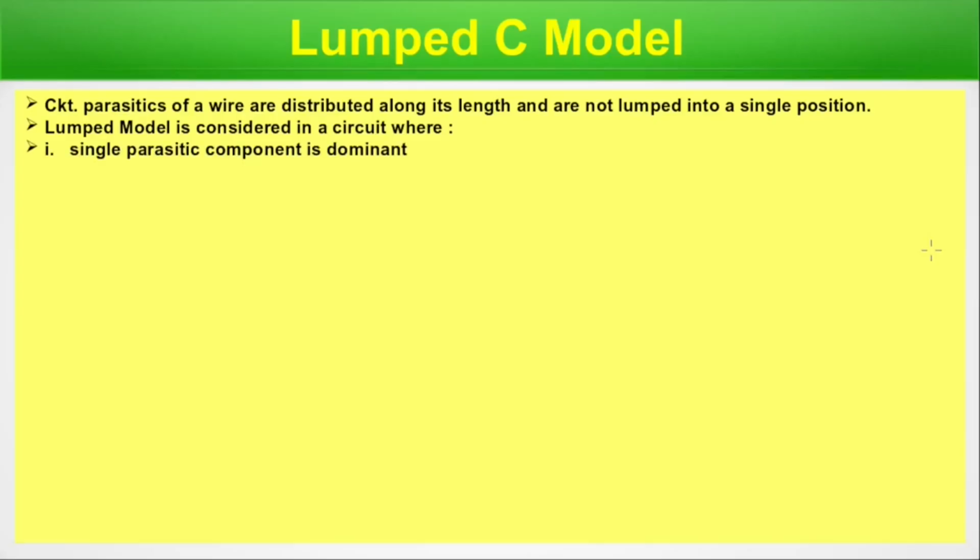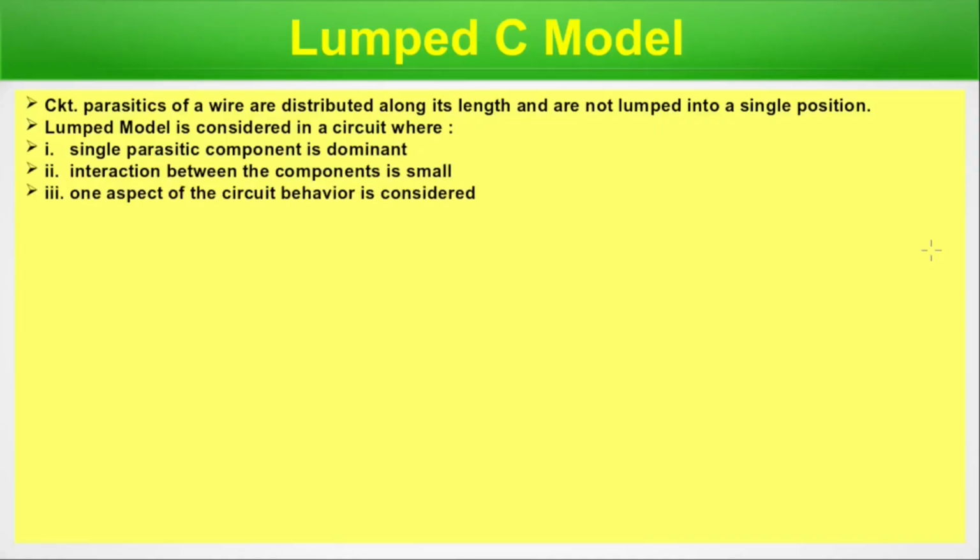The lumped model is considered in a circuit where a single parasitic component is dominant. In many cases in maths, we keep one parameter tending to 0 so that the calculations become easier. Interaction between the components is small. And third, one aspect of the circuit behavior is considered. We are considering that a single parasitic component is dominant, others are not. So whichever one is predominant, we will consider that one and accordingly we will model.